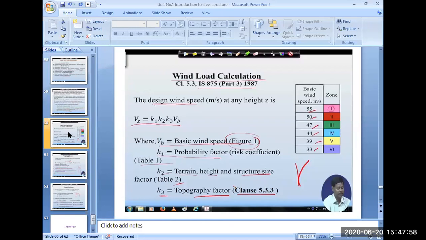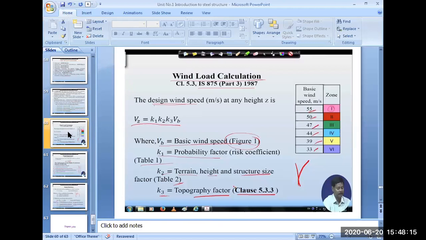So we have to measure and calculate the wind load carefully. So how to calculate the wind load? For wind load calculation, you can see here IS 875 part 3, 1987.